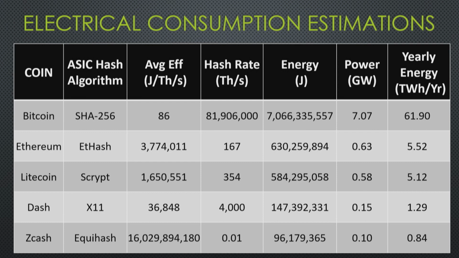However, it does seem to be the way that a lot of these sources compare these energy consumptions, over a yearly basis, as opposed to estimating it instantaneously on the power consumption. And so that comes out to be just under a terawatt hour a year for Zcash and upwards of 62 terawatt hours per year on the Bitcoin network and anywhere in between for the other three.